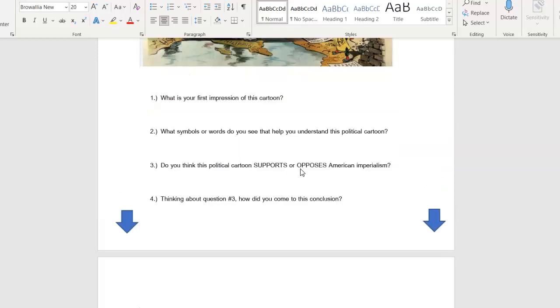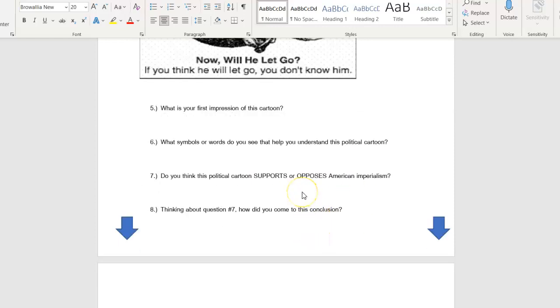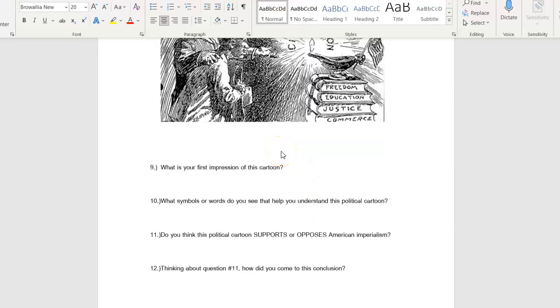So again, cartoon number one, cartoon number two, same questions I just read from previously, and then cartoon number three. All right, so three cartoons, 12 questions.